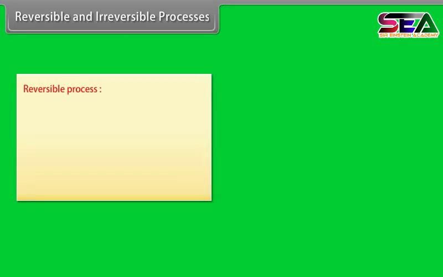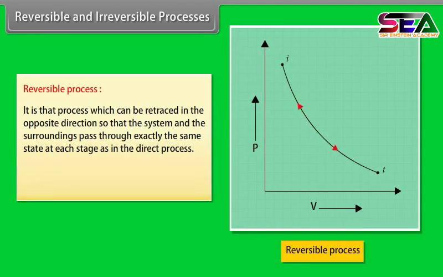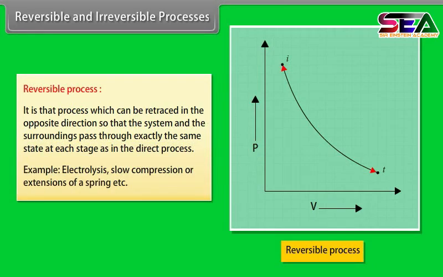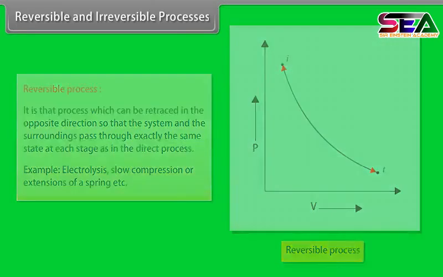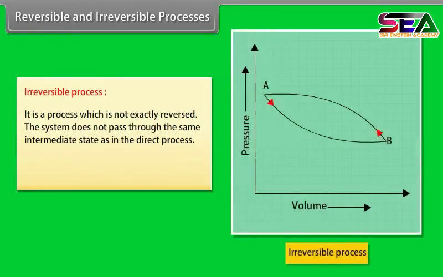Reversible and irreversible processes. Reversible process. It is the process which can be retraced in the opposite direction so that the system and the surroundings pass through exactly the same state at each stage as in the direct process. Electrolysis, and slow compression or extension of a spring are examples of reversible processes. Irreversible process. It is a process which is not exactly reversed. The system does not pass through the same intermediate states as in the direct process. All chemical reactions and natural processes are examples of irreversible processes.